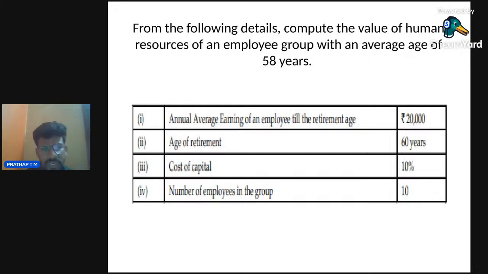For better understanding, let's take an example. The same method, but make the average age 57. The value is the same. In that case, in the first year itself you have to take 20,000. The formula is 1 plus 0.10, 60 minus 58. Instead of 58, you have to put 57, so 1.1 to the power of 3.